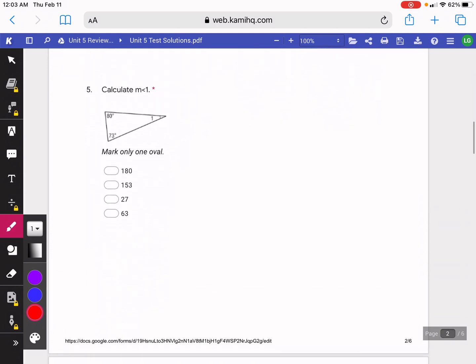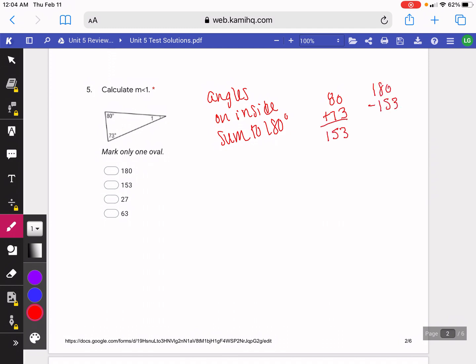In the next question, they want the measure of angle 1. Well, we know the angles on the inside of a triangle add to 180. So what we can do is we can add 80 plus 73. That gives us 153. And then subtract that from 180 to get the final angle, which is going to measure 27 degrees.